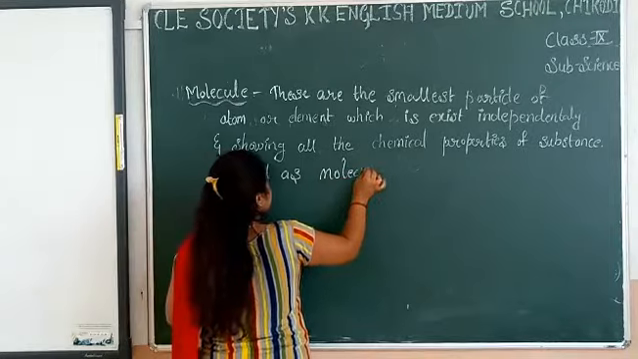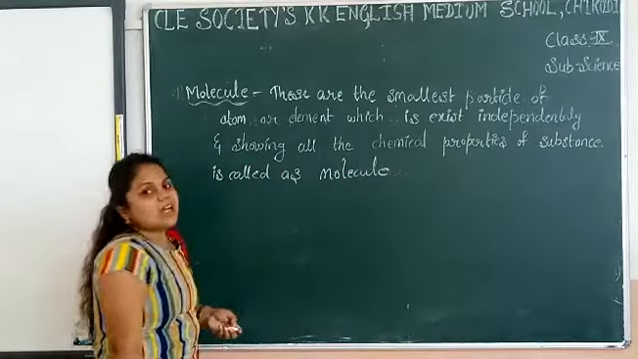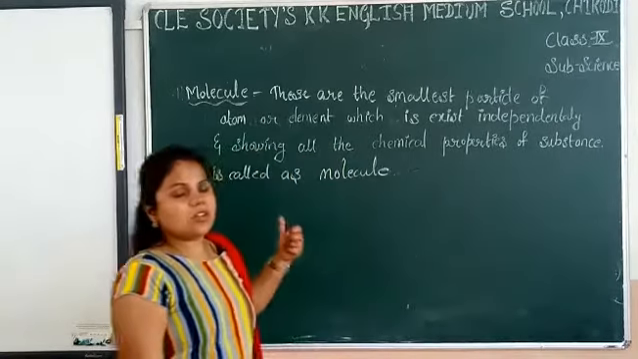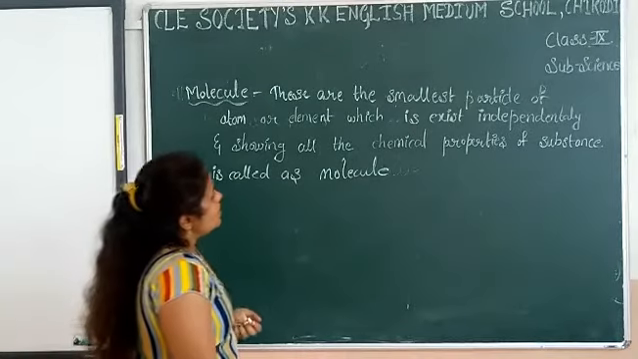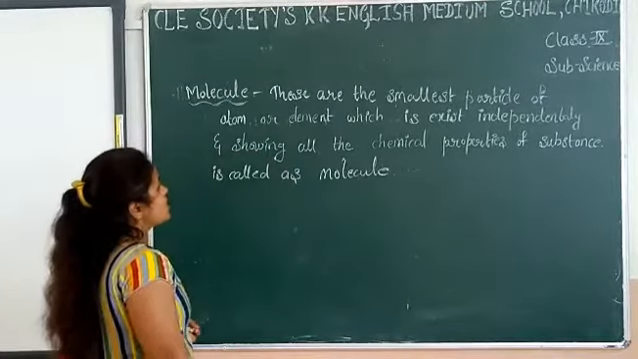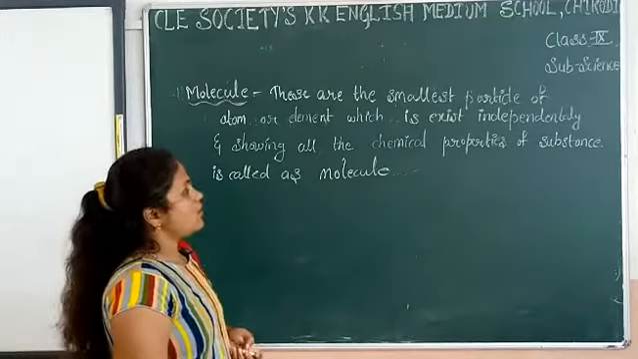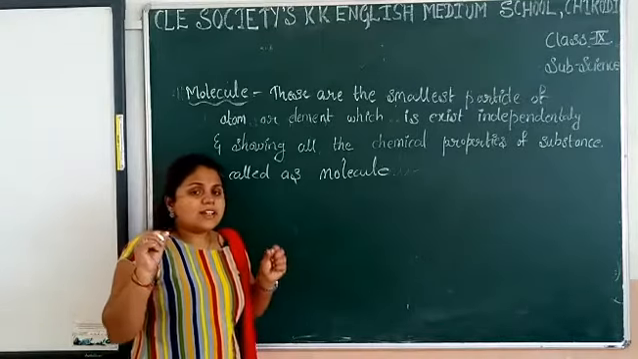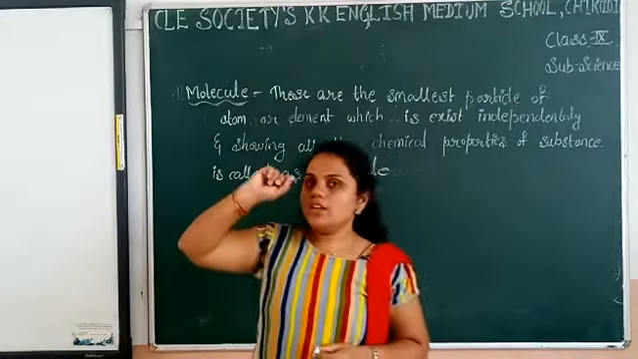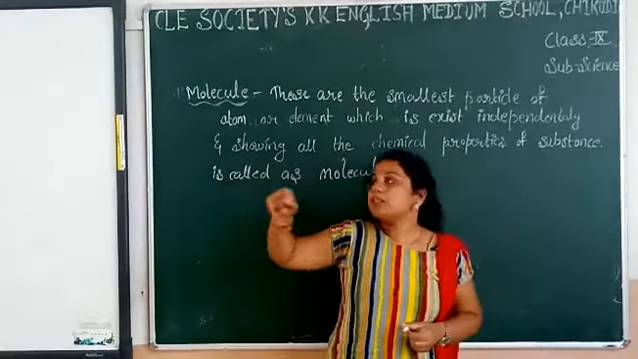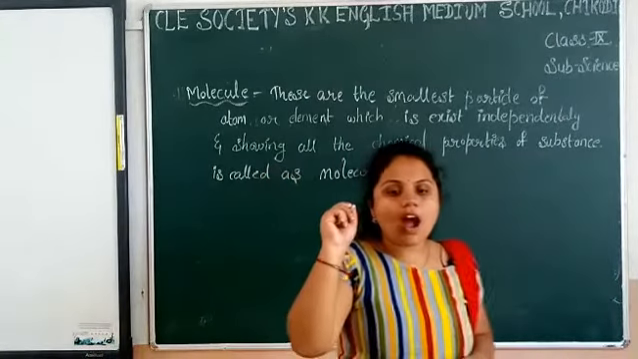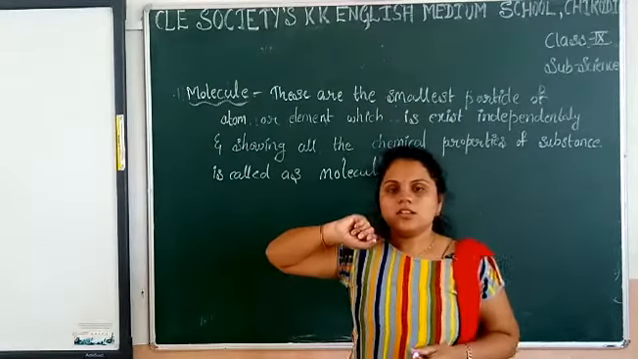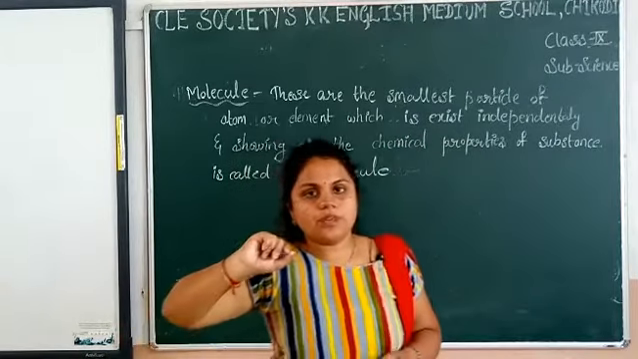So this is the basic definition, which is similar to that of atoms. Just as atoms are small in size, in a similar way molecules are also the smallest particles of an atom or element which exist independently and show all the chemical properties of the substance. And second thing, an atom is only a single atom, but a molecule is a group of two or more elements.